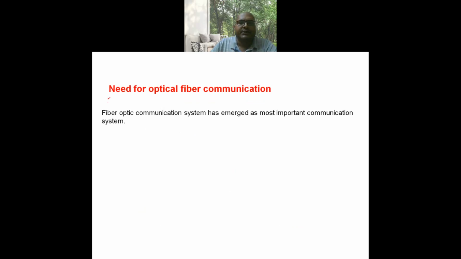Need for optical fiber communication. Optical fiber communication system has emerged as the most important communication system. The first advantage is that they are useful in long haul communication systems. There is a need for low loss transmission. For long distance communication, low loss transmission is desirable, so optical fiber communication is needed for long distance communication.